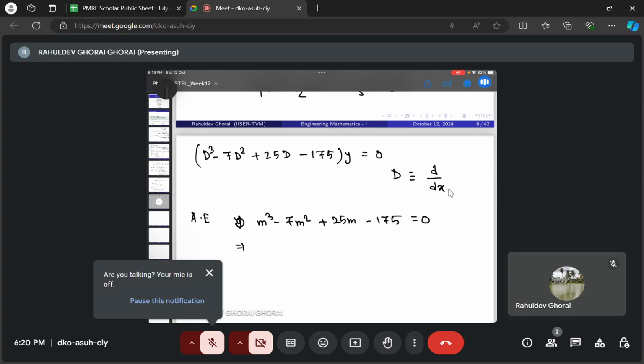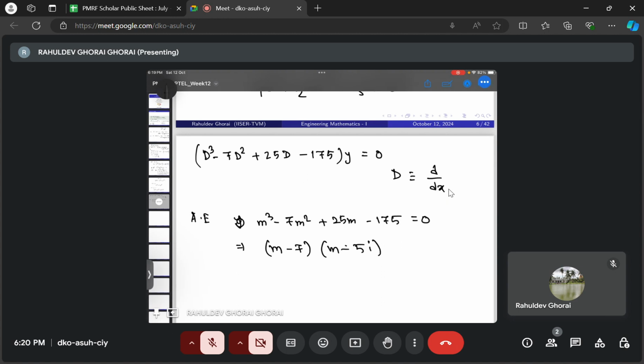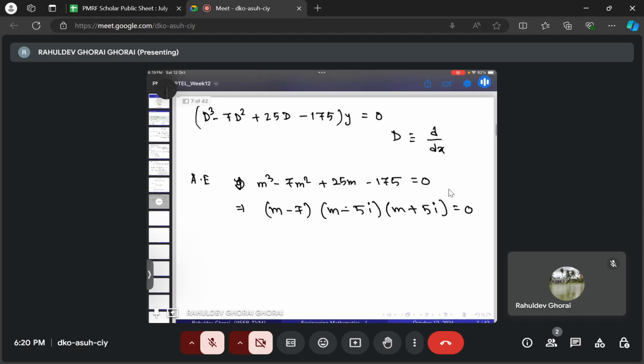So I write this as m minus 7 times m minus 5i times m plus 5i equal to 0. In this case, what will be the solution? The solution for the homogeneous equation will be y(x) equal to c1 e to the power 7x plus c2 cos 5x plus c3 sin 5x.